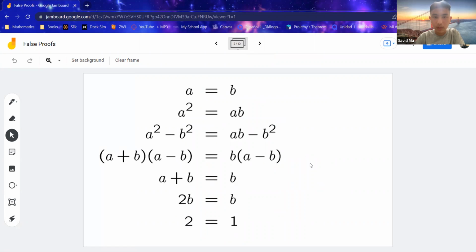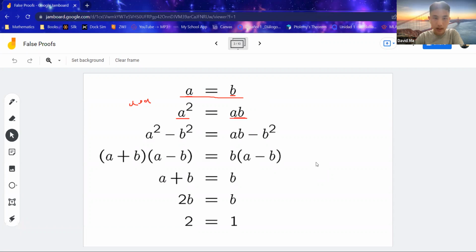So, we start with two variables, a and b. We let a equal b. So a squared is essentially a times a, right? A squared is a times itself. But from this line, we know that a equals b. So a times a also equals a times b. So far, so good, right?